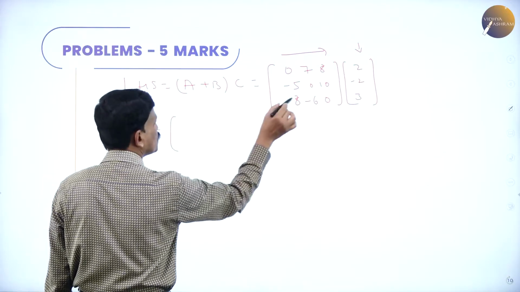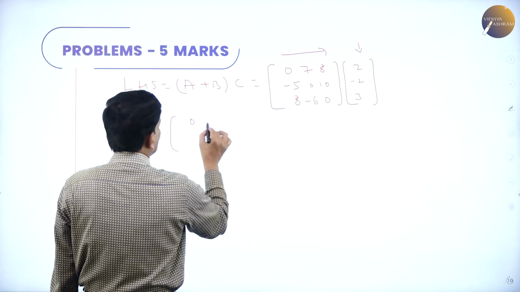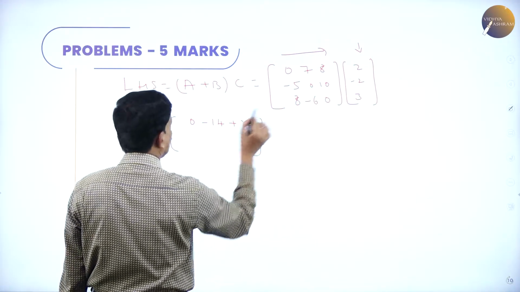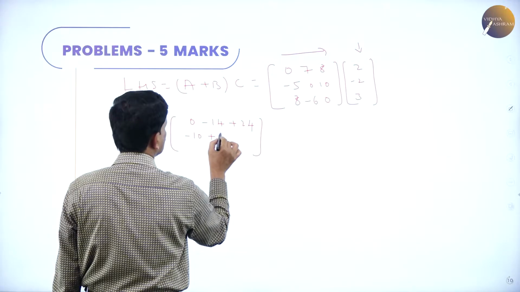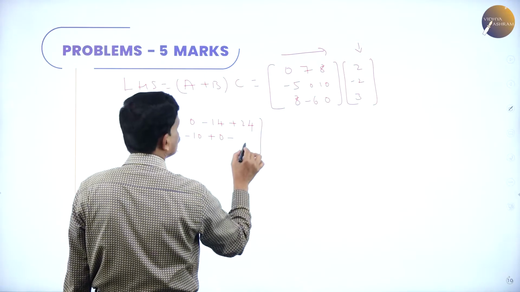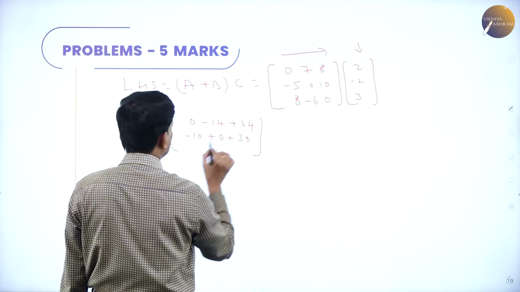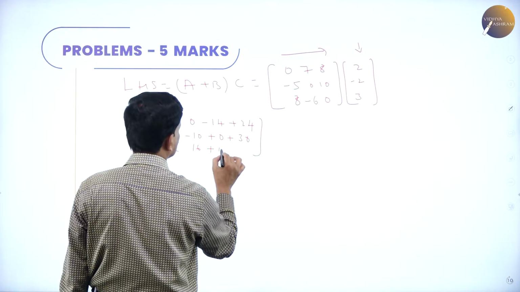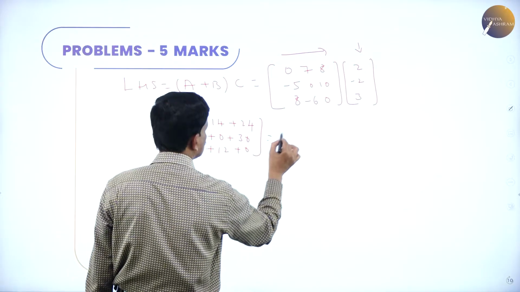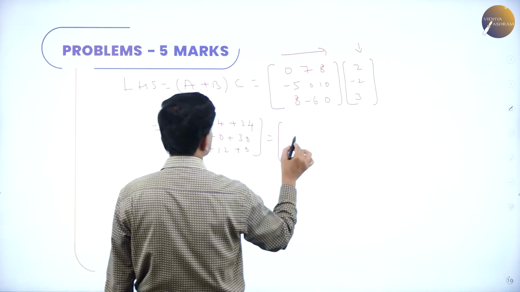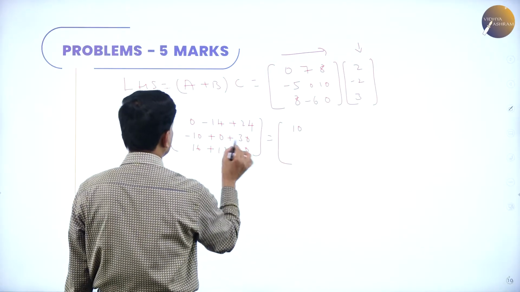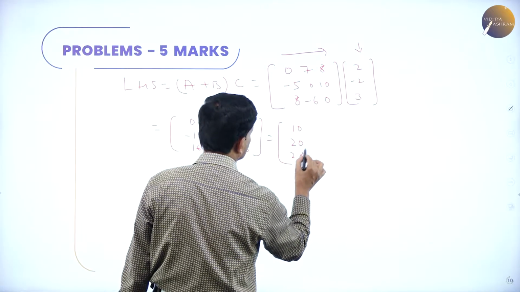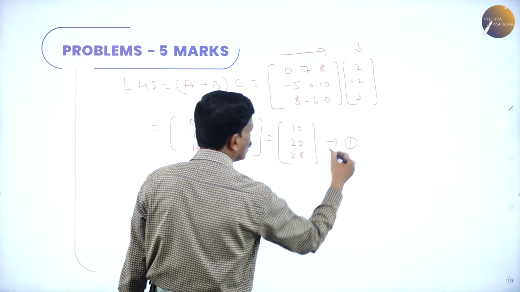So this is equal to first row 0 into 2 is 0, minus 7 2s are 14, 8 3s are 24, again minus 5 2s are 10, plus into minus minus 0, again 10 into 3 is 30, 8 into 2 is 16, minus into minus it is plus, 6 2s are 12, plus 0. This is equal to, yes, 24 minus 14 is 10, again 30 minus 10 is 20, 16 plus 12 is equal to 28. This is equation number 1, LHS.